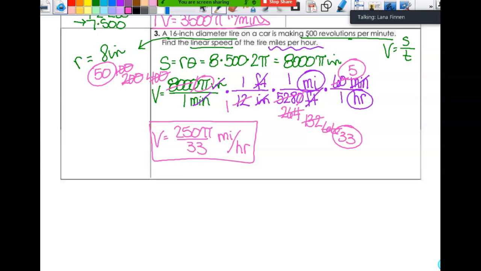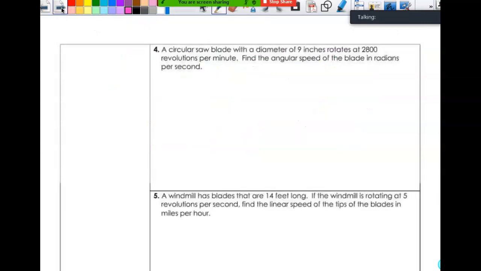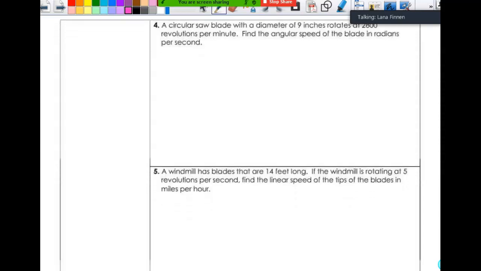Let's look at number 4. All right, so we have a circular saw blade. We have a diameter of 9 inches. That means my radius is 4, oh, no, it's not. It's 9 over 2 is what I was trying to write. Okay, let me just do this. Diameter of 9 inches means my radius is 9/2.